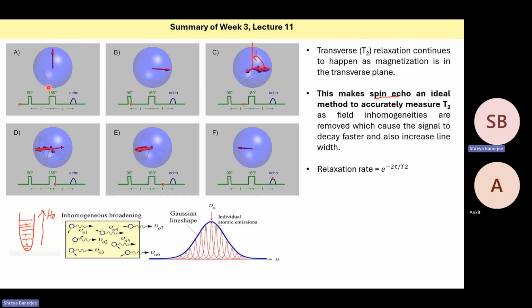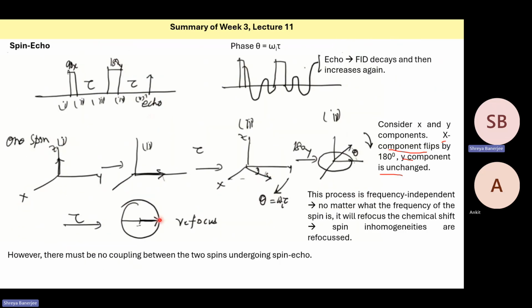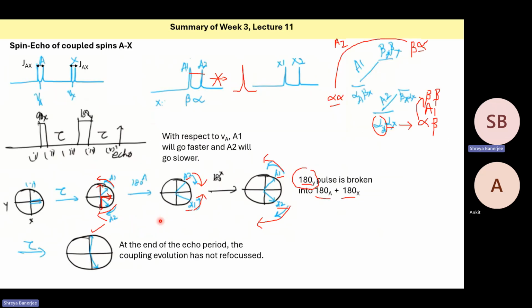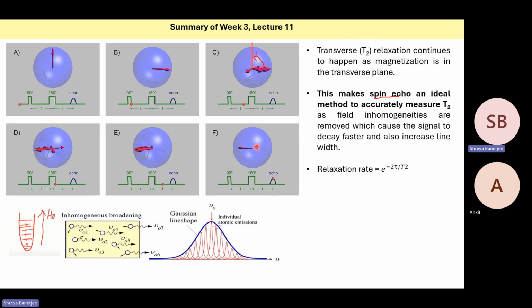But if you follow the spin echo pulse sequence, what happens is that when you flip it through 180 degrees, refocusing will happen. We have seen previously also that the spin will get refocused in the same direction. Here also you can see that ultimately all the inhomogeneities are getting refocused back in the y direction. So if you measure T2 at the end of the spin echo, there will be no field inhomogeneity. So you can measure the T2 accurately.